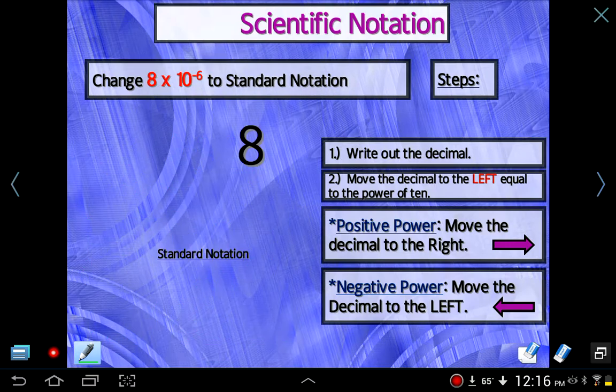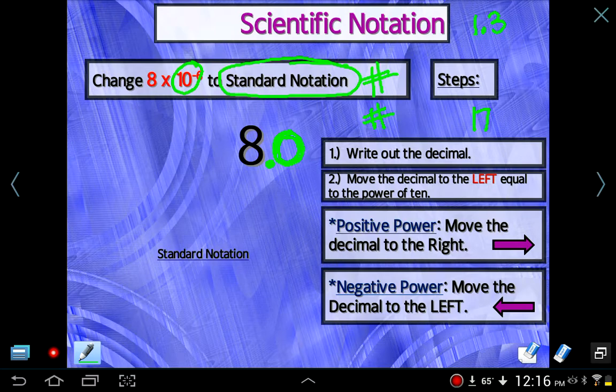Now here's an example of one where you have a negative power. So we have 8 times 10 to the negative 6, and we need to change this again into standard notation. Standard notation just means write it as a number. 17 is standard notation. 1.3 is standard notation. So how would I write 8 as a decimal? Where is the decimal on 8? Well, if it's a whole number, the decimal is always right there, always after it. So I could write this as 8.0.